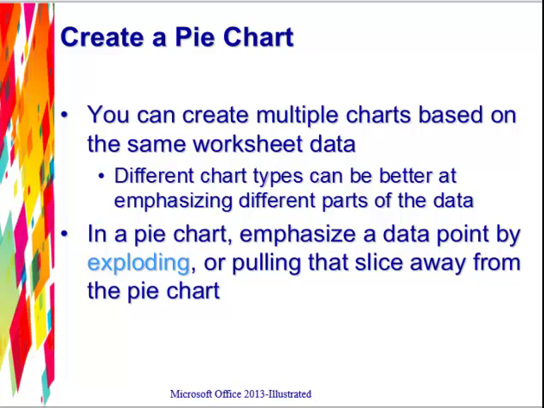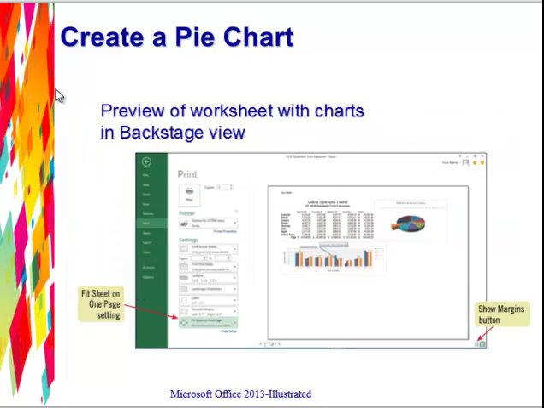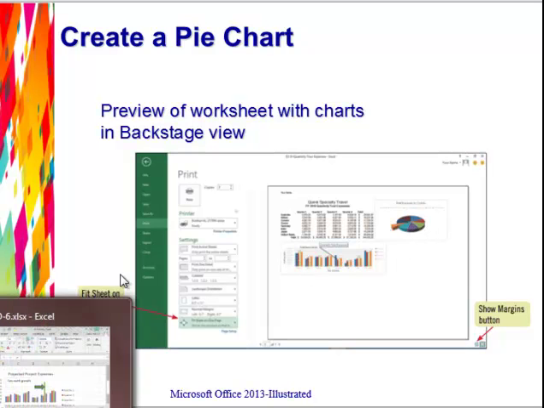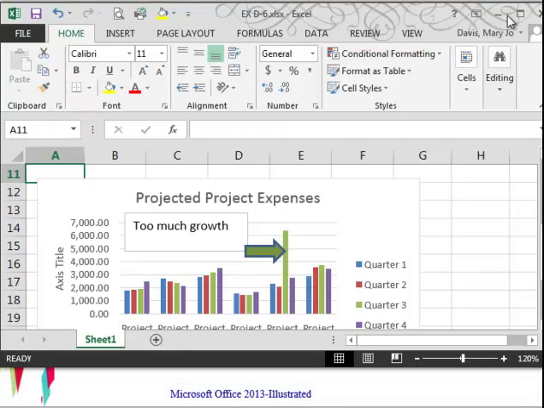Now, to create a pie chart basically is a different type of chart. It's the same thing as a chart. You can have the pie chart that'll show all the pieces. You can have a pie chart that would explode out the pieces so you can take a look at it. So basically, preview of worksheet with charts in the backstage view, you could have the bar chart here and then also have a pie chart. We'll go through and we'll make a pie chart quick with this same data.